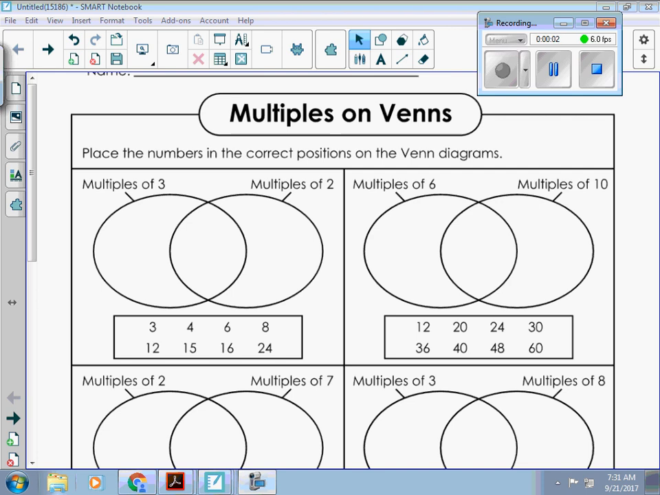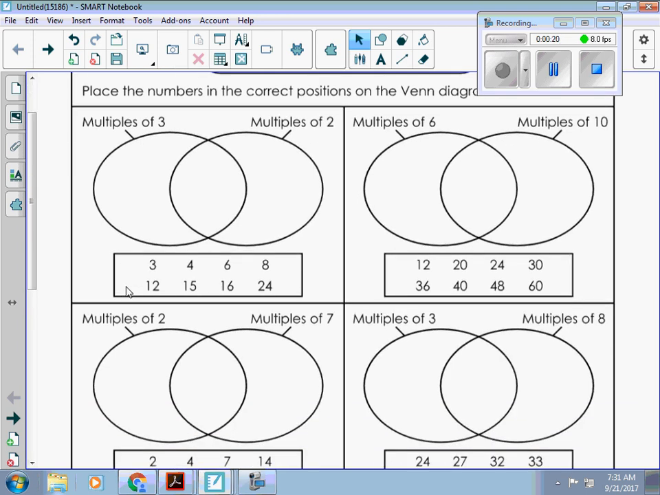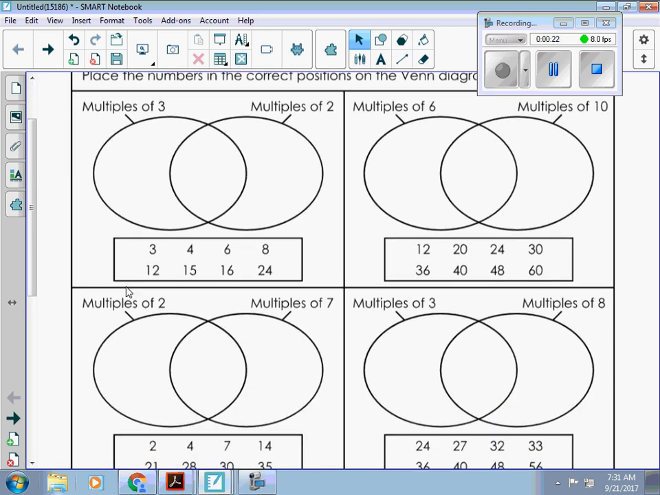This is our multiples practice for our test coming up. And this worksheet puts multiples on the Venn diagram. Now multiples are the bigger number that include the goal number in the problem, and then the multiple is the answer. So when we're looking for, the first one is multiples of 3 and multiples of 2.